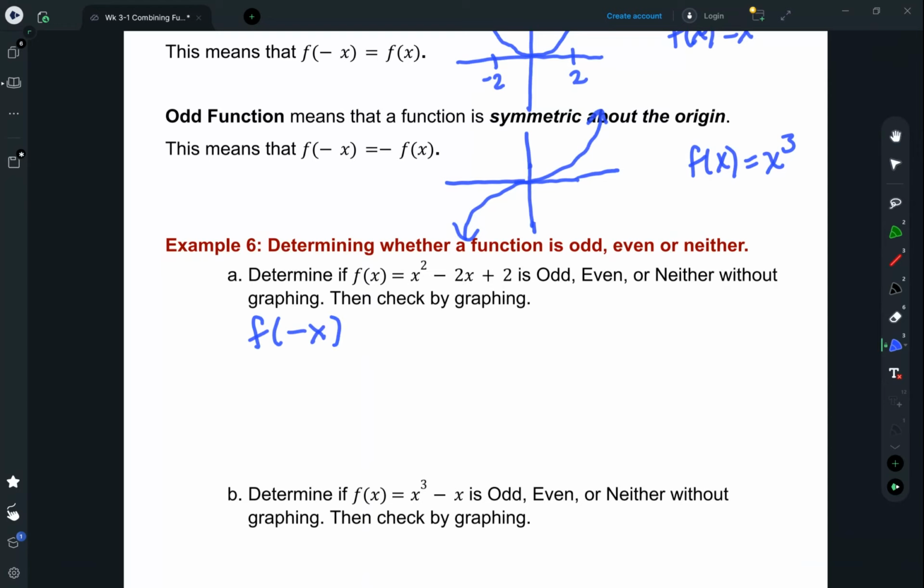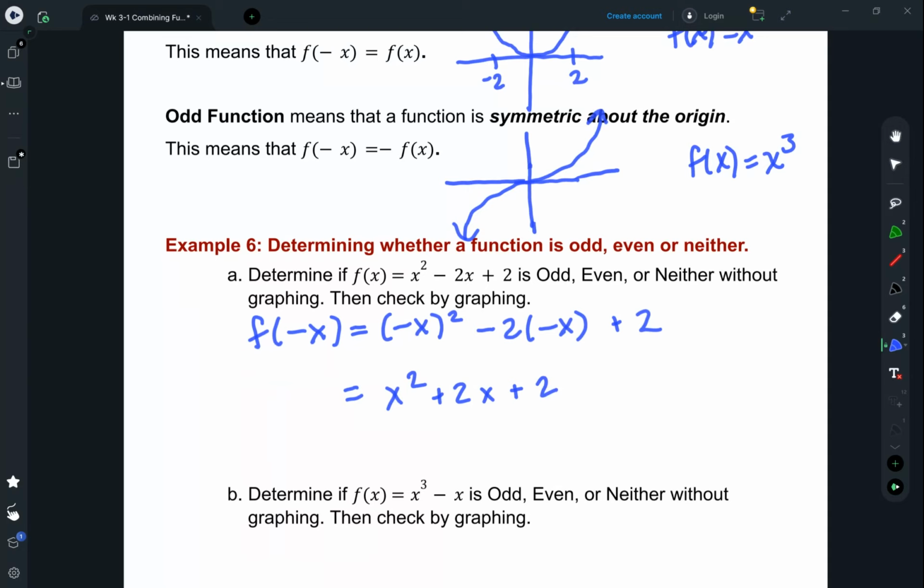And this is sort of very beginning level composition of functions. So my inner function is minus x, and my outer function is x squared minus 2x plus 2. And if I want to find f of minus x, everywhere I see an x, I put in a minus x. So minus x squared minus 2 times minus x plus 2. All right, so f of minus x equals minus x squared minus 2 times minus x plus 2, which is equal to x squared plus 2x plus 2. Checking my negative signs.